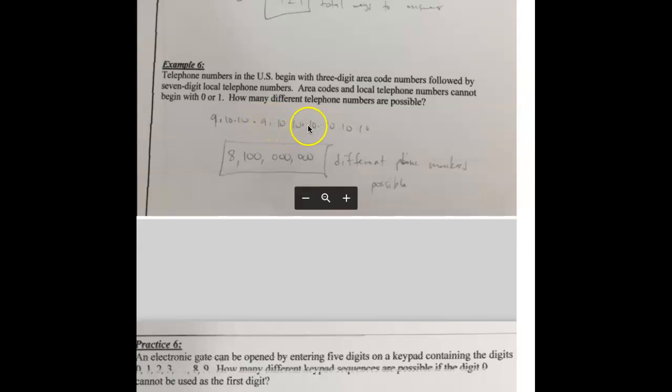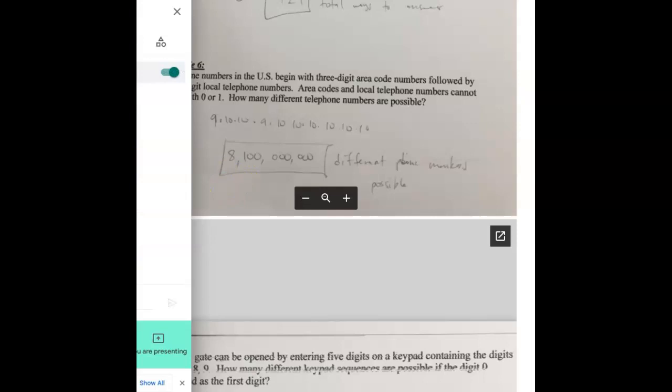So the correct answer for this one won't be that 8 billion number. I'm going to get onto my dot cam for this one actually. So in example six, this is what it should have been. Example six should have been this.